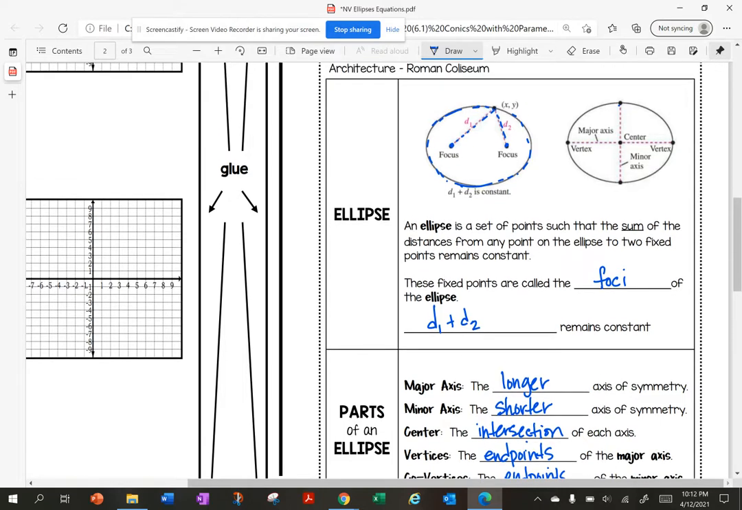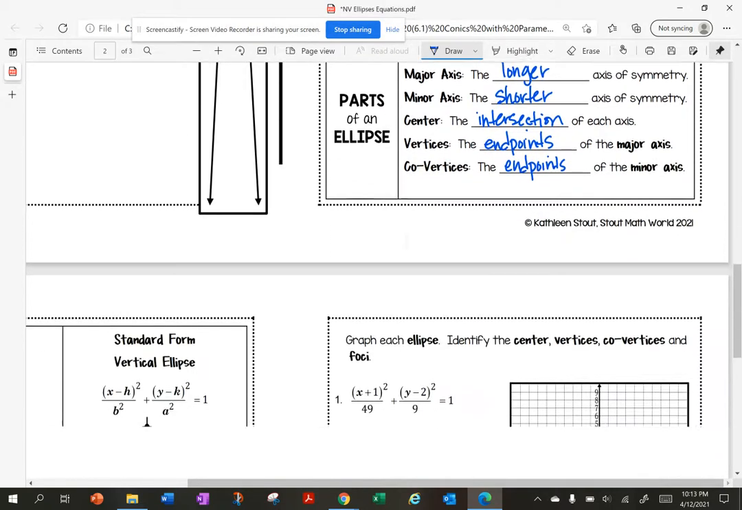So these are co-vertex and co-vertex. Okay, this is vertex and vertex. Okay, I can have horizontal or vertical ellipses.